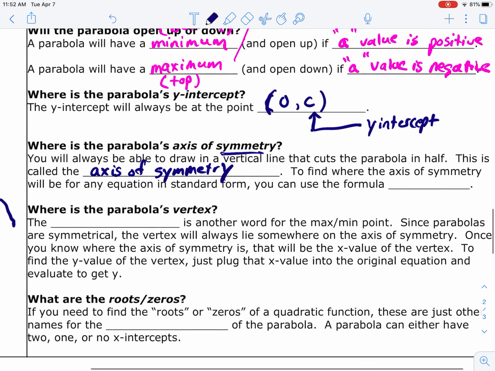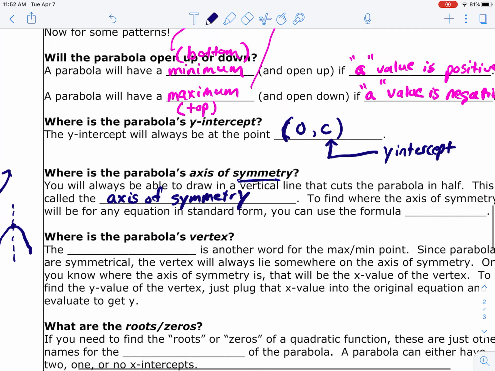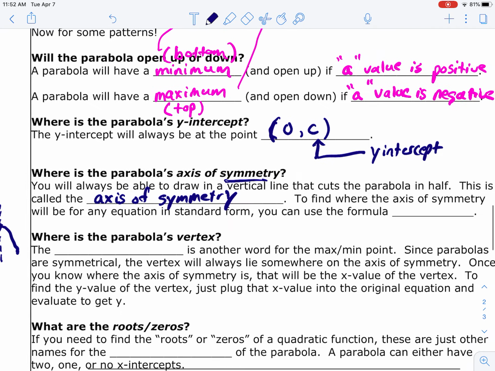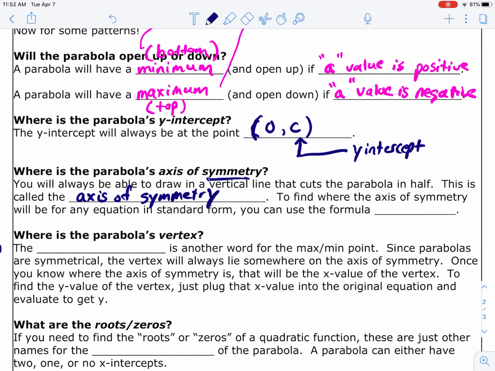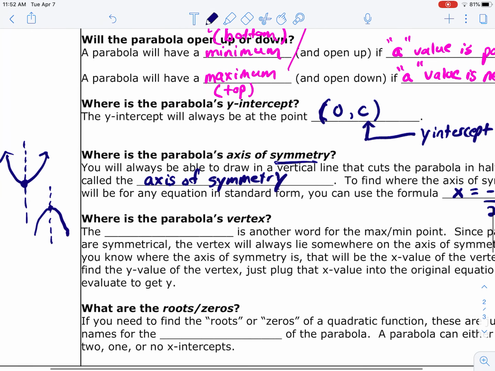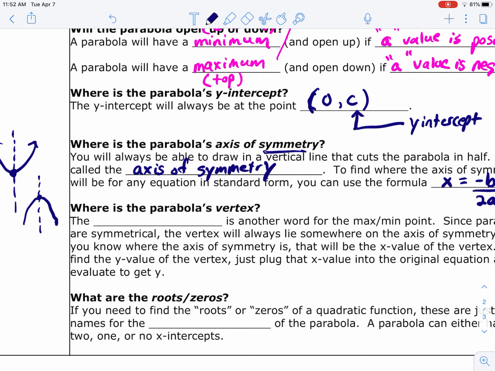All right, and to find where that axis of symmetry is, there's actually a little formula that we use that involves both the A and the B values from the equation. Now, that formula looks like this. X equals negative B, the opposite of B, in other words, over 2 times the A value. That little formula right there will automatically tell you what the axis of symmetry will be.